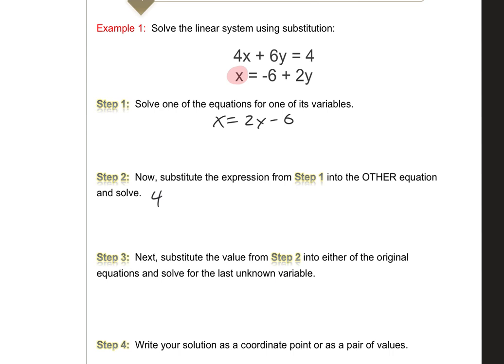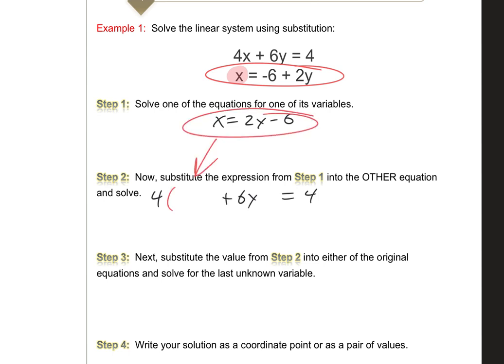4, I'm leaving a space here, plus 6y equals 4. So what I'm going to do is take all of this and plug it in. I know that x is really 2y minus 6. So instead of x, I'm going to put 2y minus 6. The reason I'm doing this is now I have an equation with only y's and no x's, so it's very easy to solve for a single variable now. I'm just going to do some basic algebra.